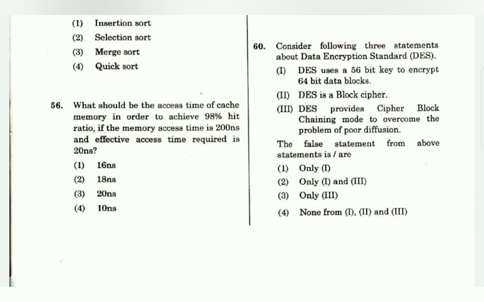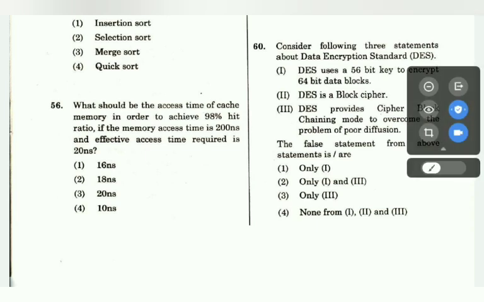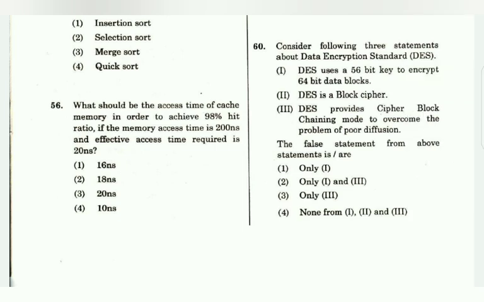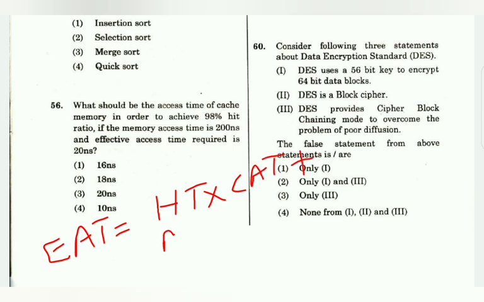What should be the access time of cache memory in order to achieve a 98% hit ratio if the memory access time is 200 nanoseconds and the effective access time required is 20 nanoseconds? So we know the formula for effective access time: effective access time is equal to hit ratio into cache access time plus miss ratio into memory access time. So this is the formula.